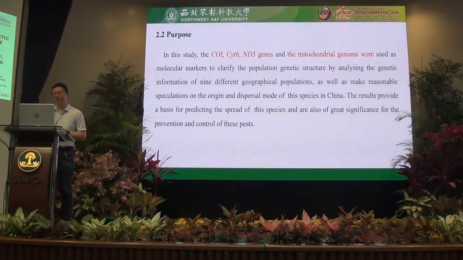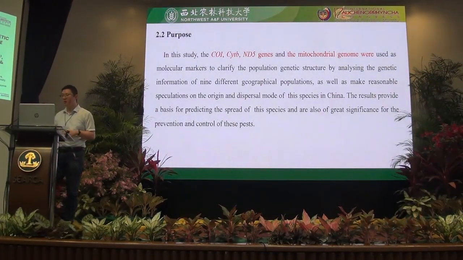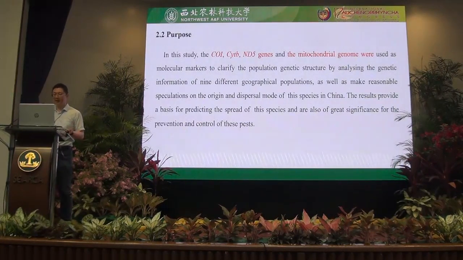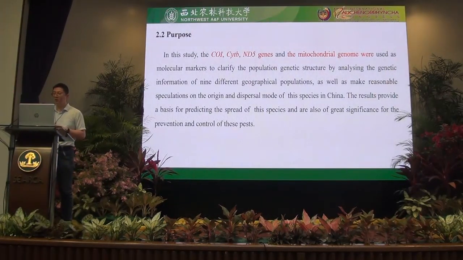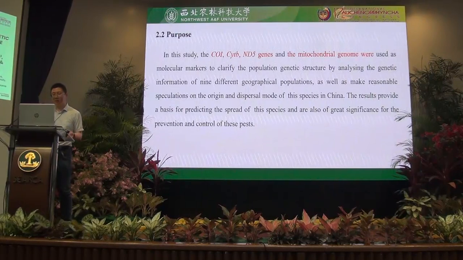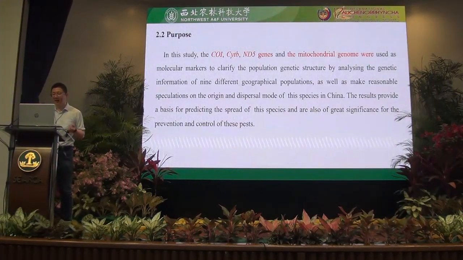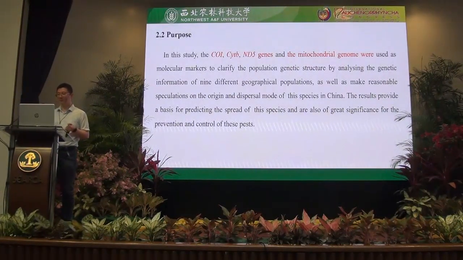Purpose: in this study, we want to use three genes and the mitochondrial genome as molecular markers to clarify the population genetic structure by analyzing the genetic information of nine different geographical populations, as well as make reasonable speculations on the origin and dispersal model of this species in China. The results provide a basis for predicting the spread of this species and are also of great significance for the prevention and control of these pests.